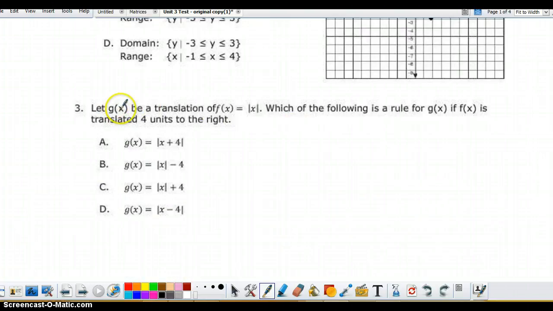All right, so let g of x be the translation of f of x equals the absolute value of x. Which of the following is a rule for g of x if f of x is translated 4 units right? That's the key, 4 units right. So I'm going to show you A and D because this one is down and this one is up. So it's really between those two.